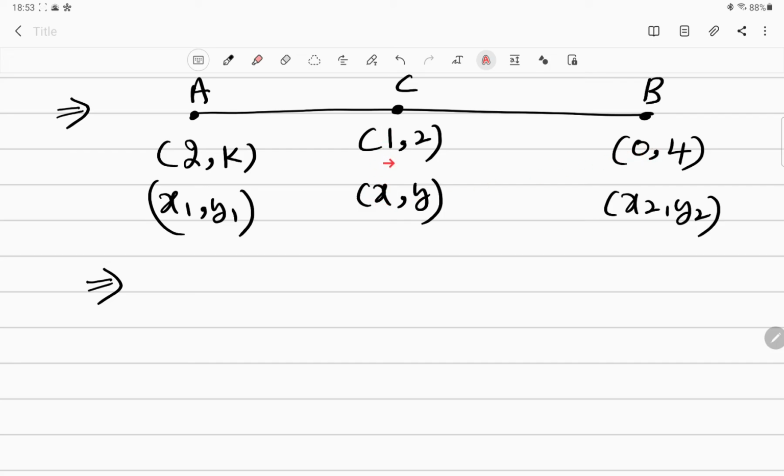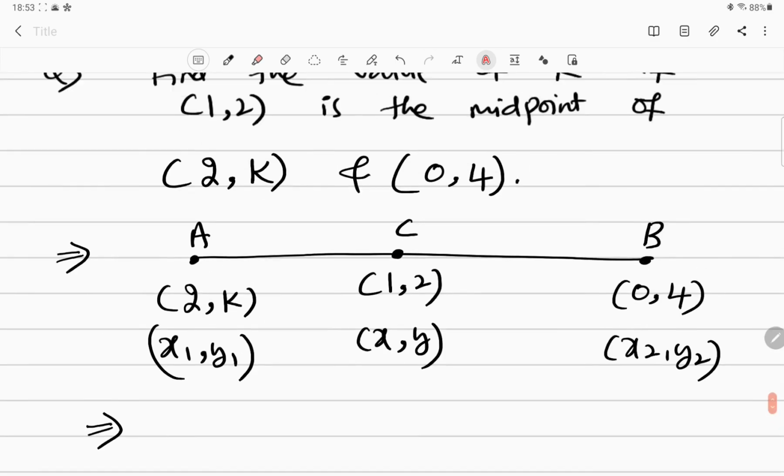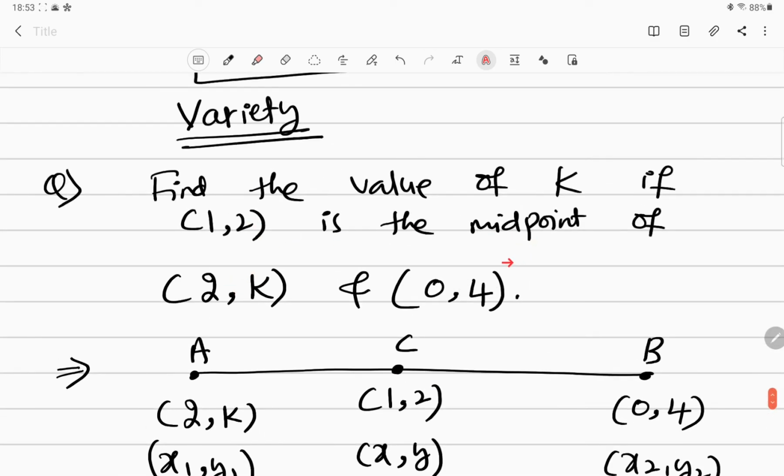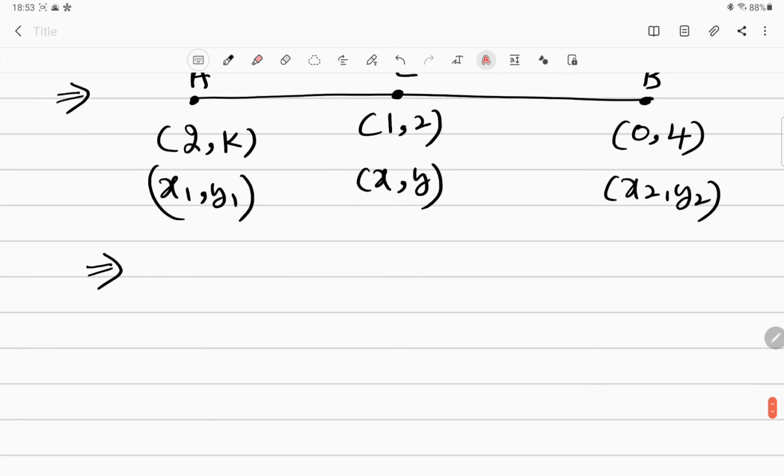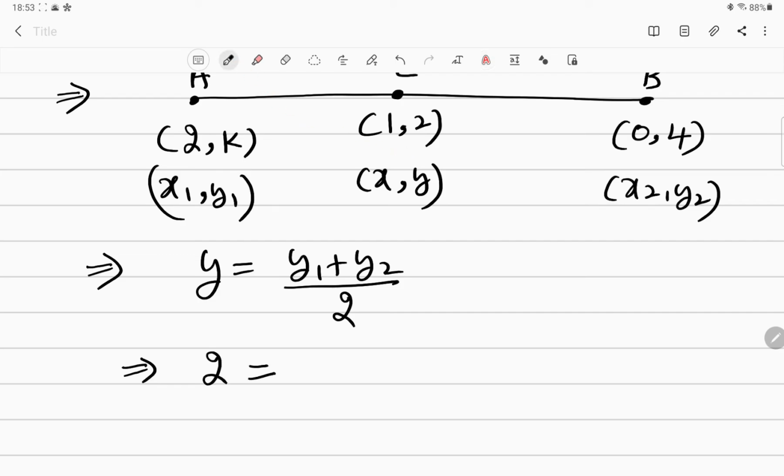This is satisfying. While giving the problem, I was thinking about this, because it is a fresh problem that I designed and gave you immediately. So you can use this formula: y is equal to y1 plus y2 divided by 2. What is the value of y? The value of y is 2. So 2 is equal to, what is the value of y1? y1 is k. So k plus, what is the value of y2? y2 is 4. So k plus 4, then divided by 2.